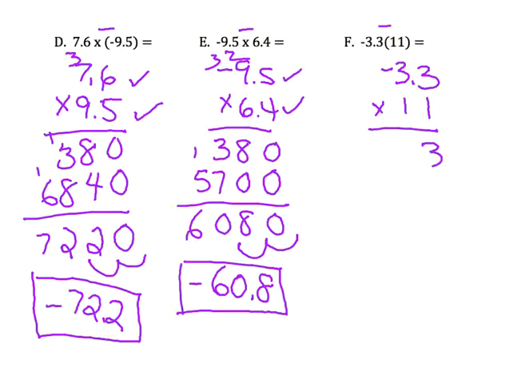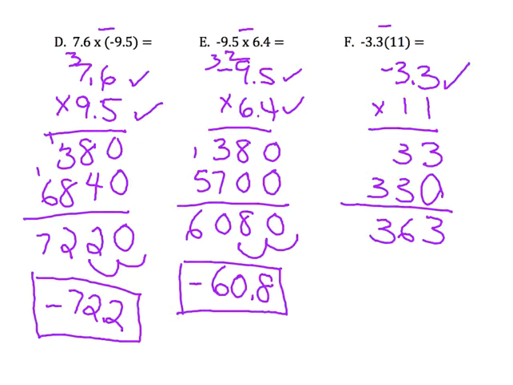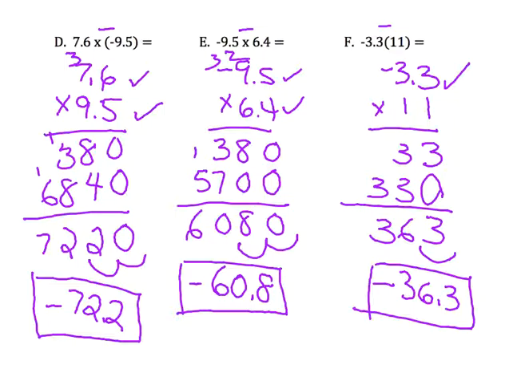3 times 1 is 3. 3 times 1 is 3. Bring a 0 down. 3 times 1 is 3. 3 times 1 is 3. Add. I have 1 decimal place. Negative 36.3. You can try the last 3 if you need more practice, or you can go on and work on your prep work.